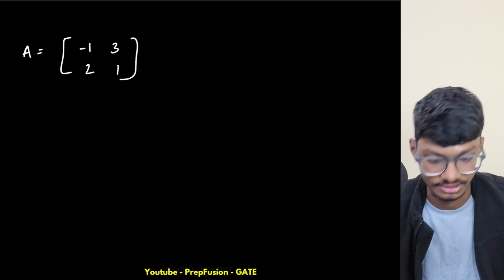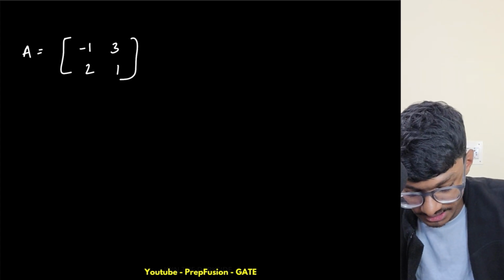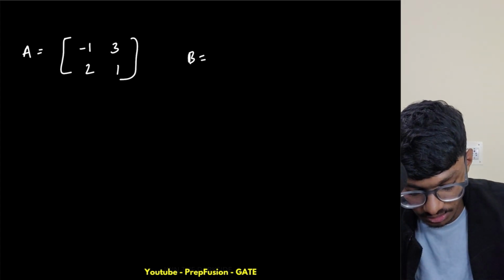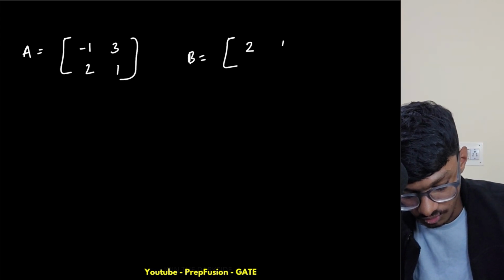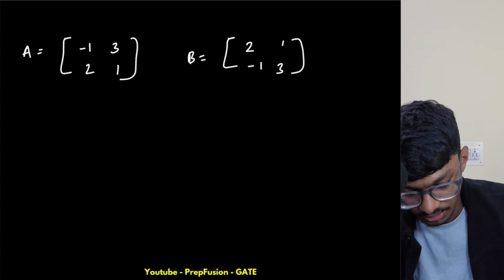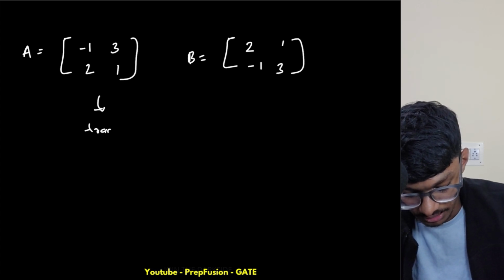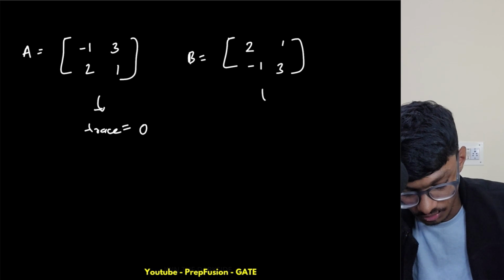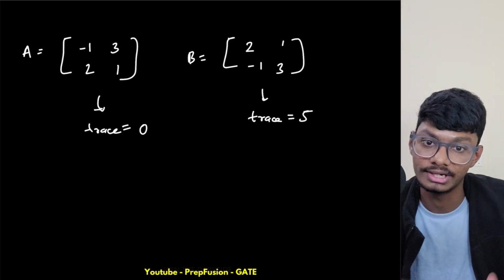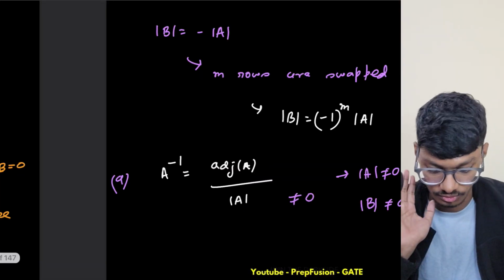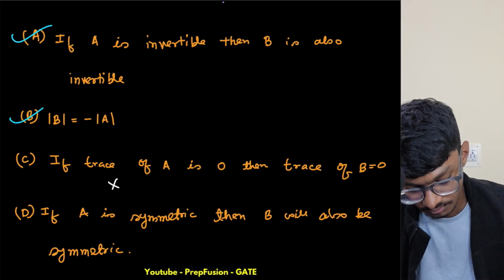But from here also we can understand that we have a matrix A. Now I'm just interchanging the two rows. It is 2, 1, -1, 3. Now this trace is 0 and this trace is 5. Obviously from here you can directly understand that they are not equal. So yeah, this option is cancelled.